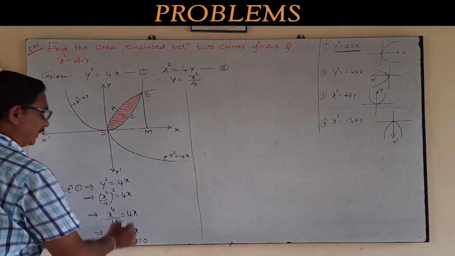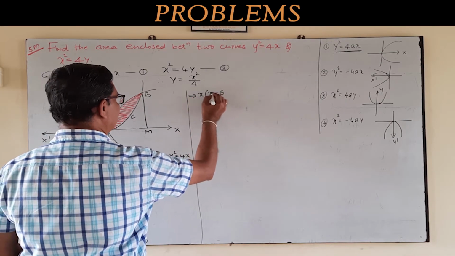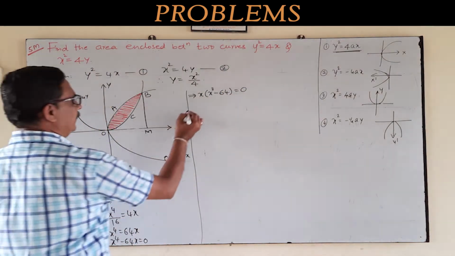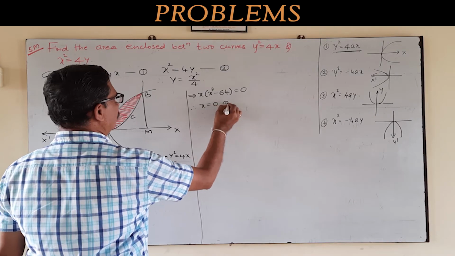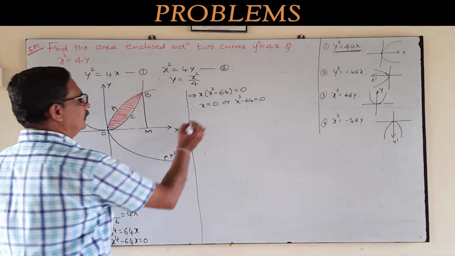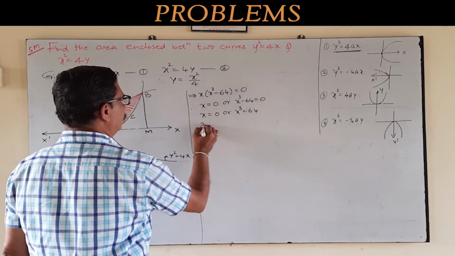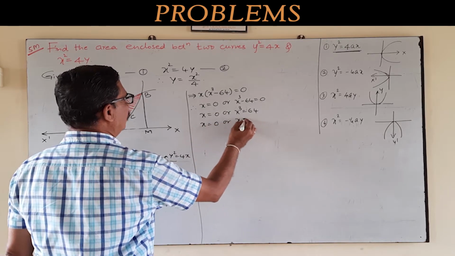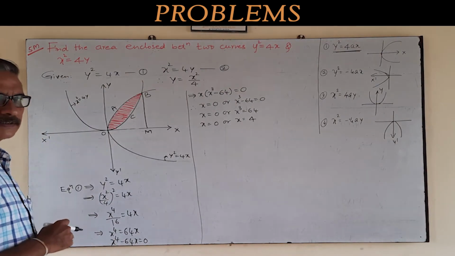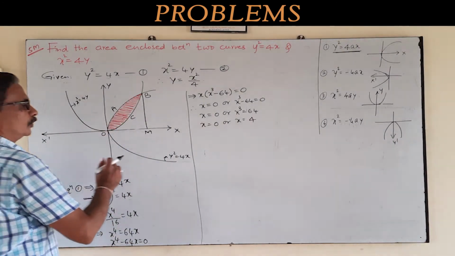Now what is common? Take x common: x times (x cube minus 64) is equal to 0. Therefore either x is equal to 0 or x cube minus 64 is equal to 0. So x is equal to 0 or x cube is equal to 64. Therefore x is equal to 0 or x is equal to the cube root of 64, which is 4, since 4 into 4 into 4 is 64. We got the limits. Now to calculate the shaded portion area.